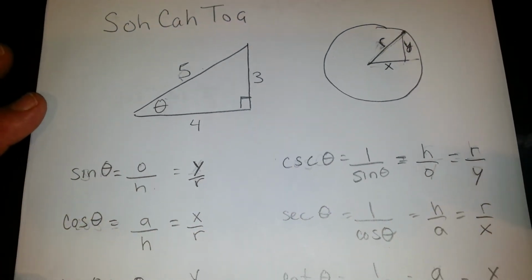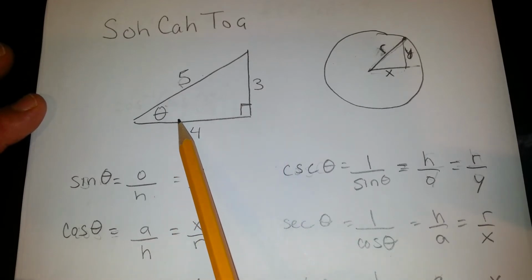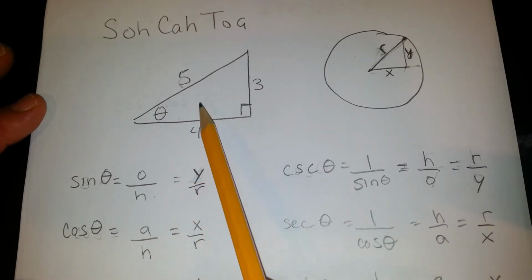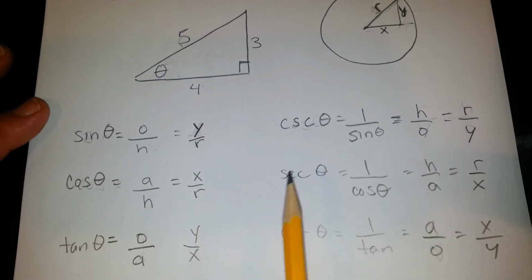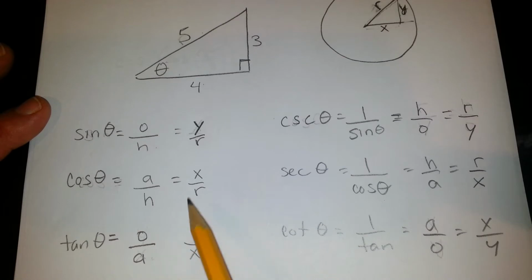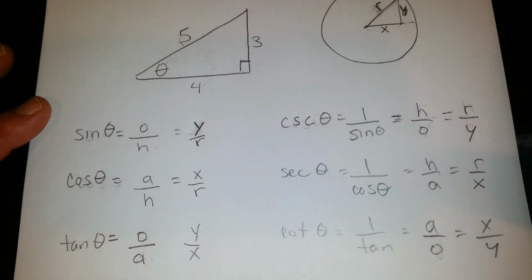Anyway, cosine of this angle theta is going to be the adjacent over hypotenuse, or x over r. Tangent, remember, TOA, opposite over adjacent for theta. All right.